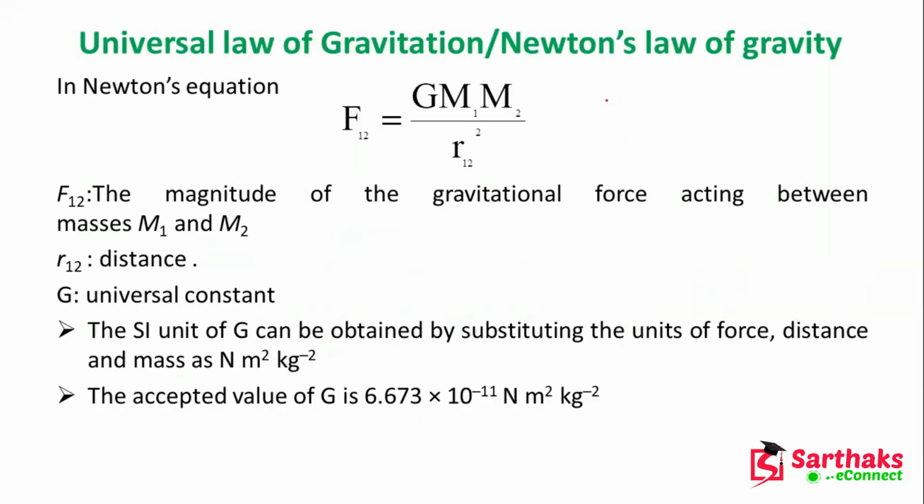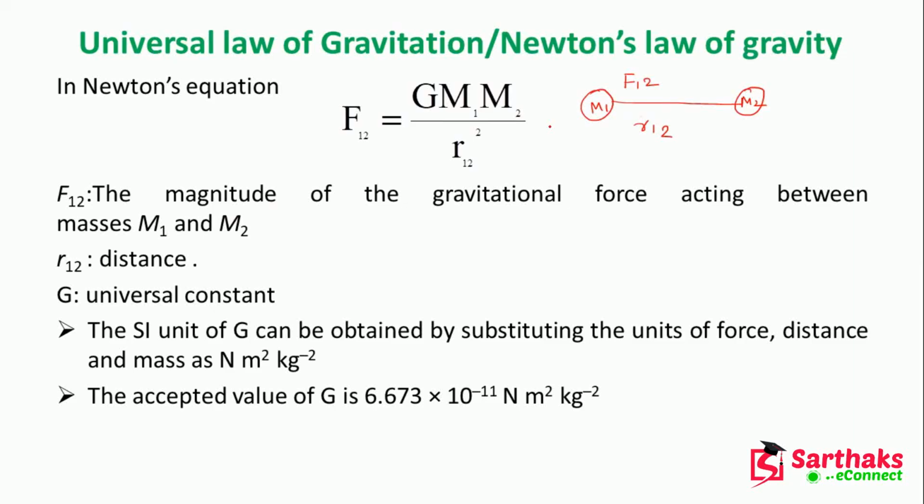So if I have m1 and m2, let this be m1, let this be m2, and in between these two, I have the force F12, where F12 is the magnitude of the gravitational force acting between M1 and M2. And R12 is the distance between M1 and M2. So the force equals G M1 M2 divided by R12 square, where G is the universal constant.